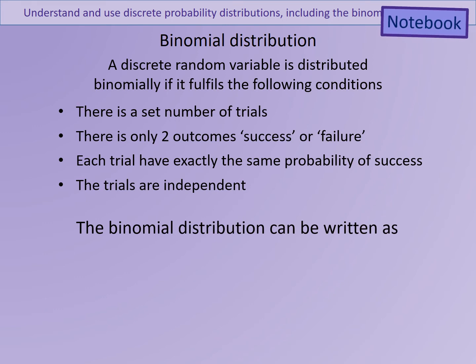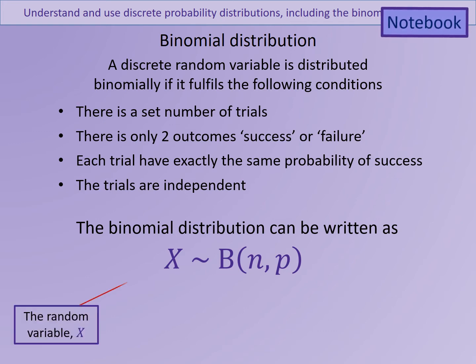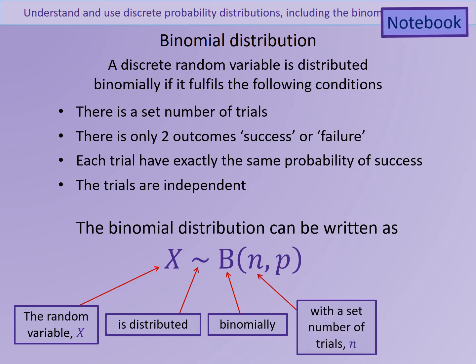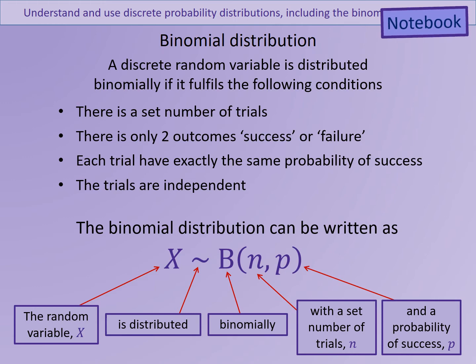And then if all of those 4 things hold, then the binomial distribution can be written as this capital X, and we say it's distributed, that's the little tilde sign, with a capital B and n and p inside of a bracket. The X is representing the random variable, that's the event that is occurring. This is telling you how it's distributed. The B is telling you the distribution is binomial. n is the number of trials, and p is the probability of a success.